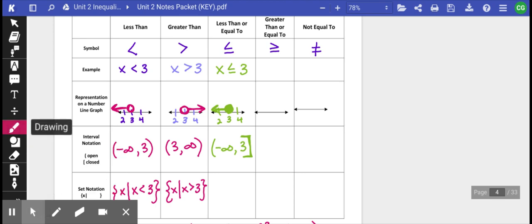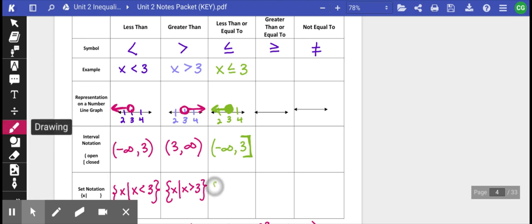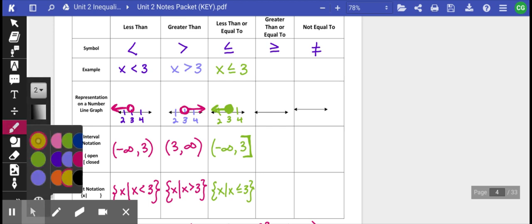All right, let's finish that one. So my set notation, again with my squiggles: the set of x's such that x is less than or equal to 3.